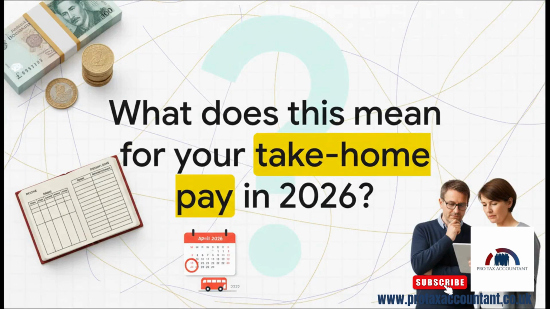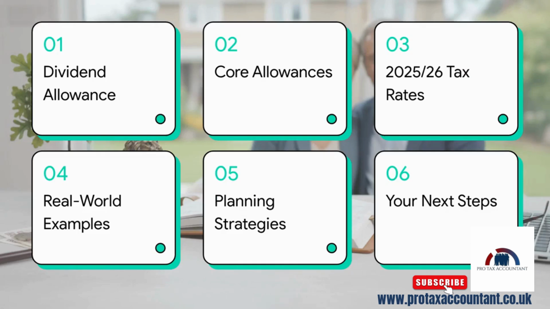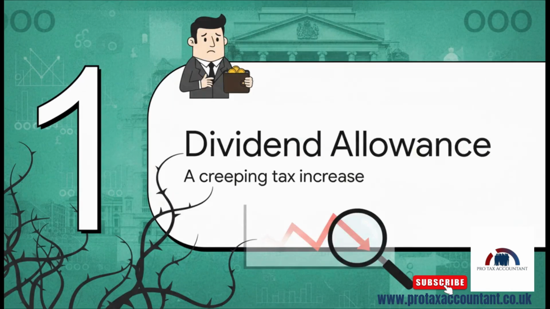So what on earth does this dramatic reduction really mean for your bank account? It's a perfectly fair question, and it's one we're going to break down for you piece by piece so you can plan effectively for the year ahead. To get you there, we'll cover that shrinking allowance and why it matters so much. We'll look at your core tax-free allowances and how they all work together. Then we'll get into the dividend tax rates themselves, before putting it all into practice with some real-world examples. And we'll finish up with smart planning strategies and your key next steps. Right, let's get into it.